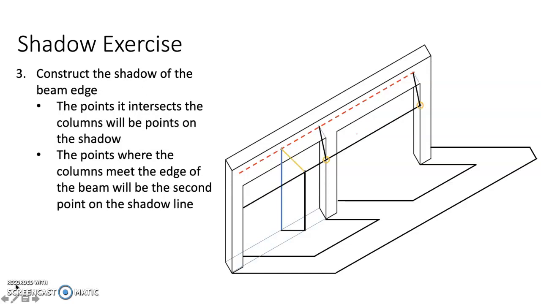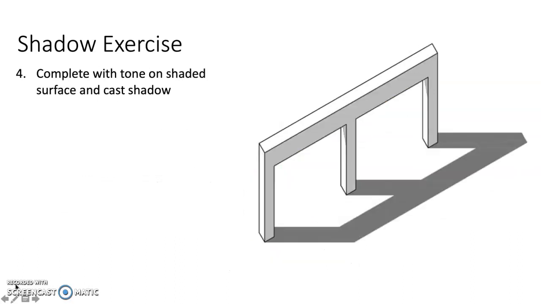Where it intersects the columns are points on the shadow that is cast on the side of the column. I know that the point where the column touches the beam is another point that will be common to the shadow. So I can connect those dots and get this little triangular shape that now completes the shadow of this figure. And that's it.